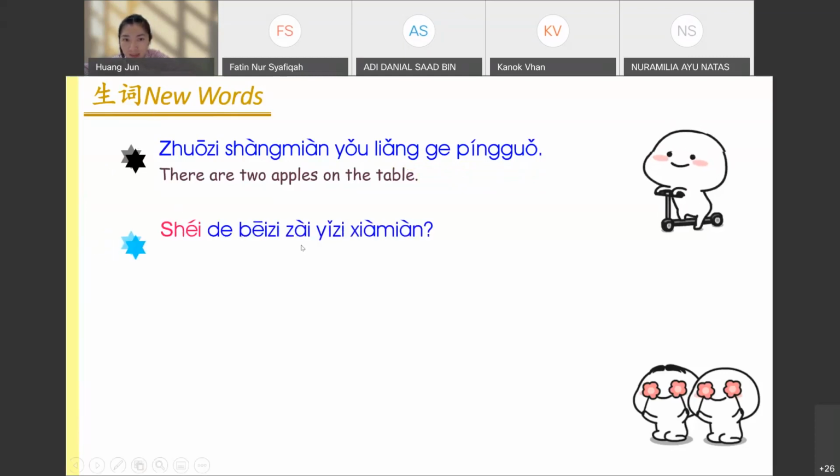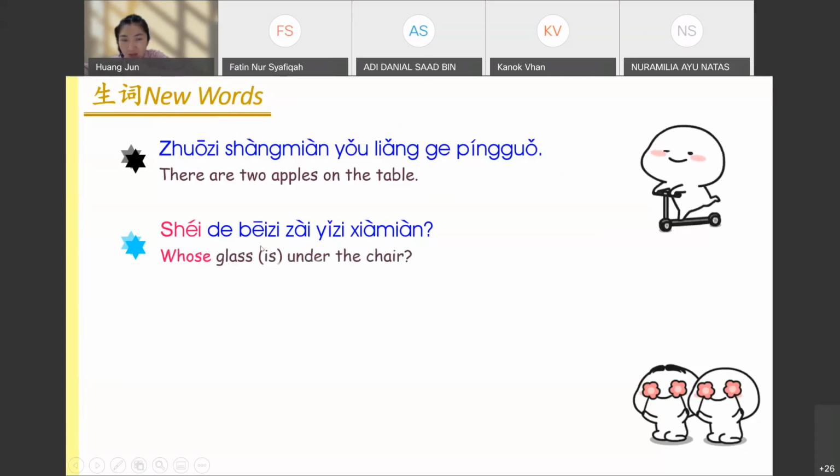Then look at the next sentence. 谁的杯子在椅子下面? Inside this sentence, which one is the question word? It's a question sentence. So which question word? 谁 means who. So whose glass is under the chair? 椅子下面, whose glass is under the chair? 谁的杯子, the thing you drink water from. So then we can say 我的杯子在椅子下面. My glass is under the chair.